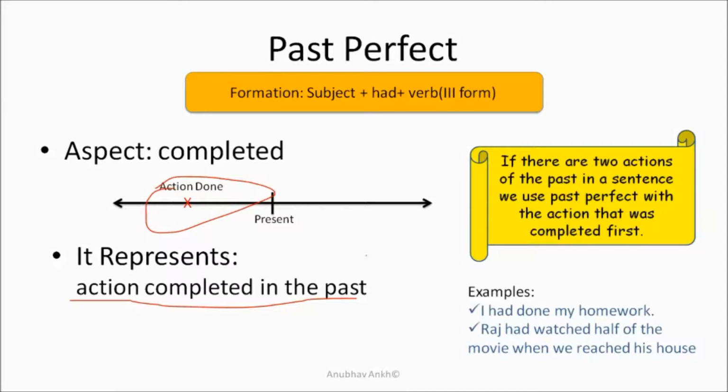Raj had watched half of the movie. So what is the first action? Had watched half of the movie. Clear? And then we reached. The second action that happened is us reaching his house. So he had watched half of the movie when we reached his house.